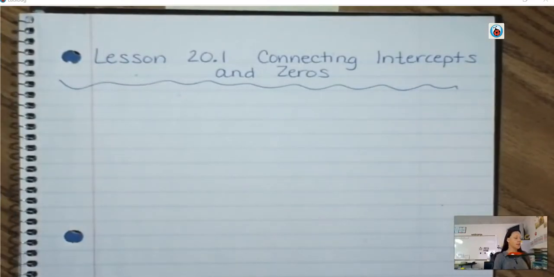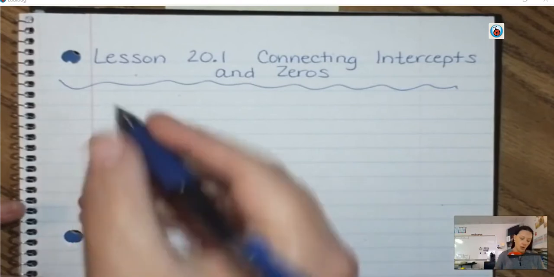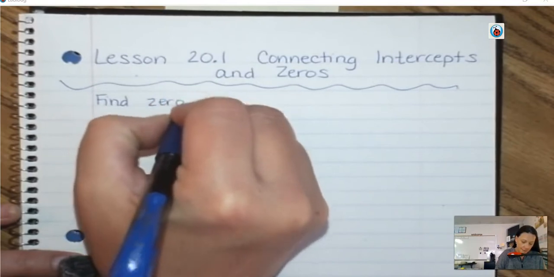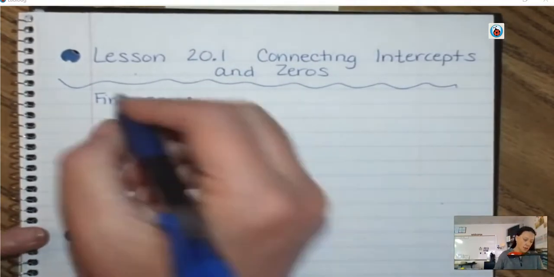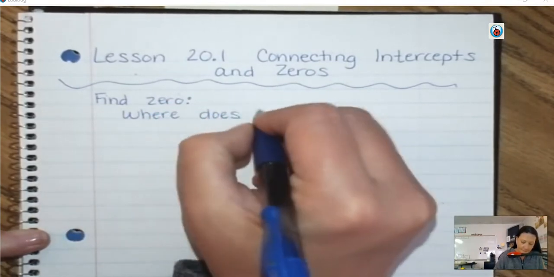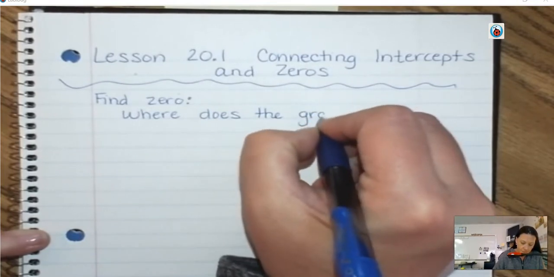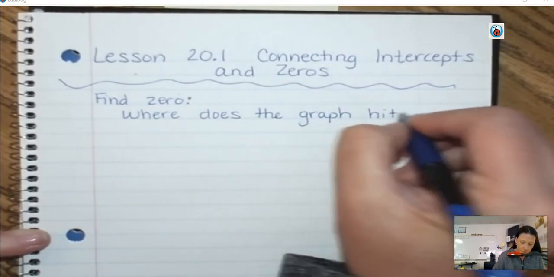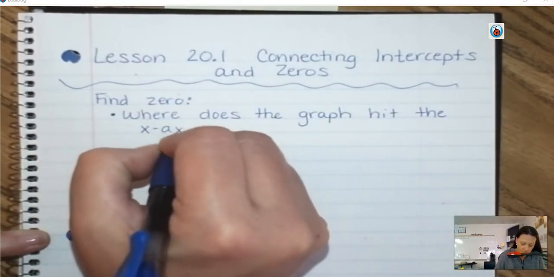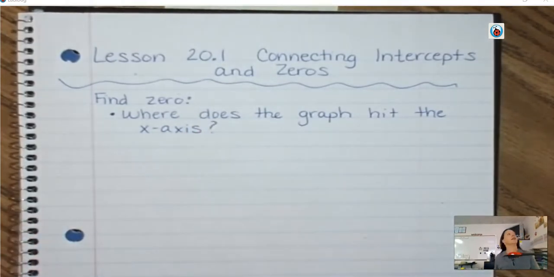Okay, for this lesson, it's called Connecting Intercepts and Zeros. Finding the zeros is something you guys are going to do in a lot of your math classes for the next 4 years. So whenever you have directions that say to find the zero, what it really is asking you is where does the graph hit the x-axis? Finding a zero means where does the graph hit the x-axis?